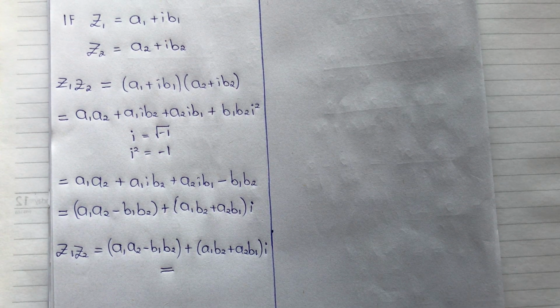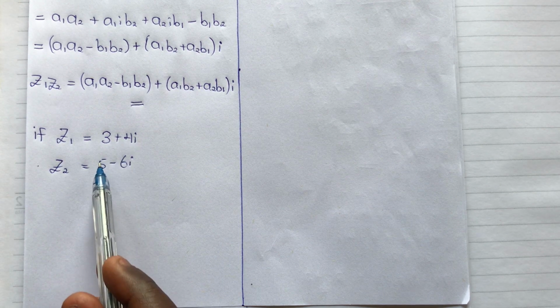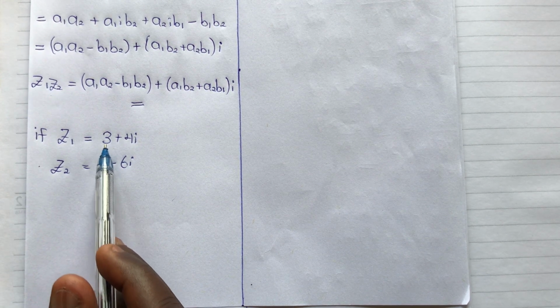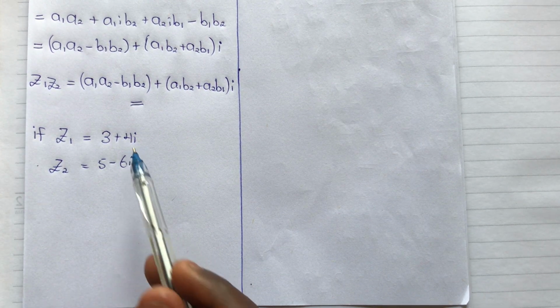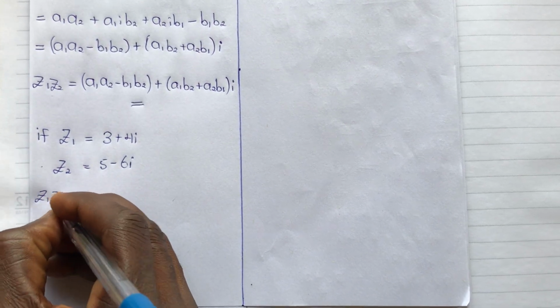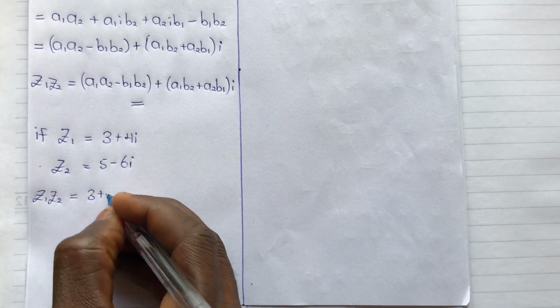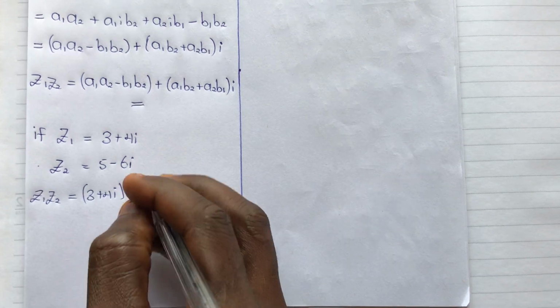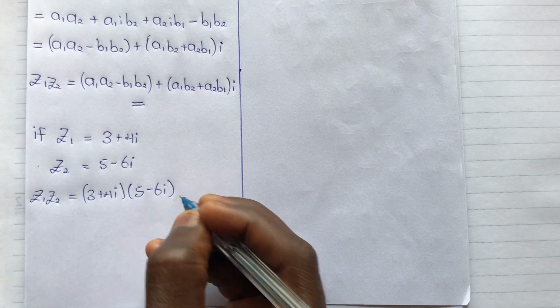I will take only one example under this one, and then we'll move on to division. So we have two complex numbers here, Z1 = 3 + 4i and Z2 = 5 - 6i, where 3 and 5 are the real parts, and 4 and 6 are the imaginary parts. We already know what i is. So we multiply them. Z1Z2 is going to give us 3 + 4i multiplying 5 - 6i.